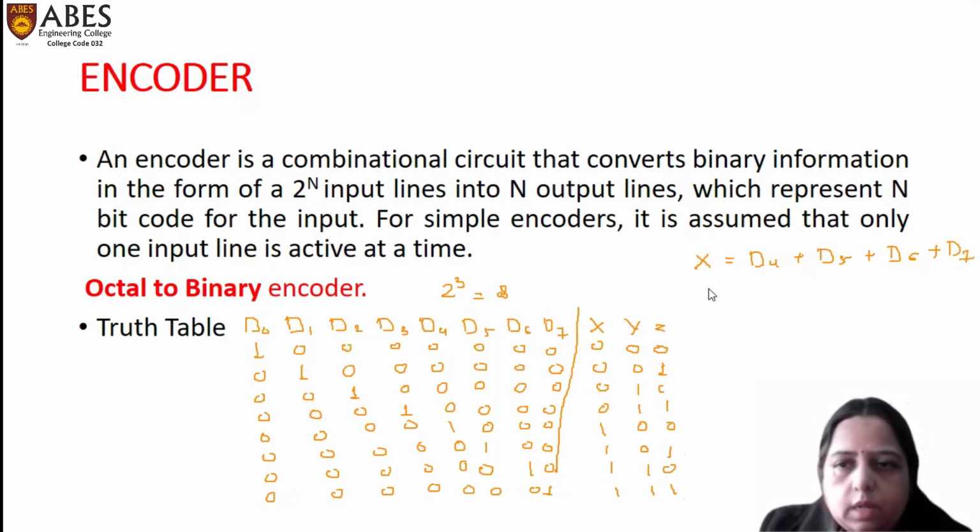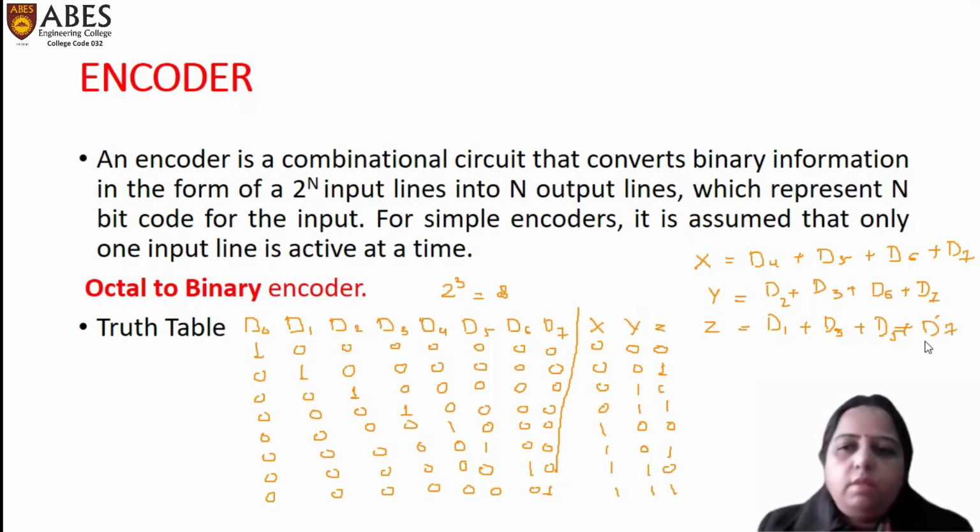Therefore, the value of X will be equal to D4 plus D5 plus D6 plus D7. In the case of Y, it is equal to D2 plus D3 plus D6 plus D7. Then Z will be equal to D1 plus D3 plus D5 plus D7. So these are the output expressions for X, Y, and Z. Now we can draw the circuit diagram or the logic diagram with the help of these X, Y, Z outputs.